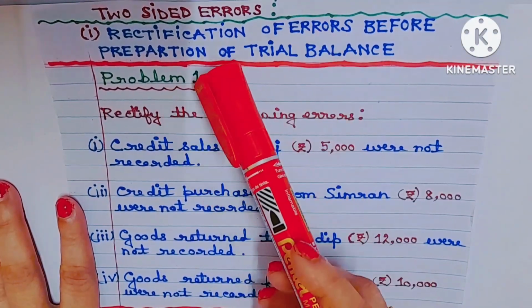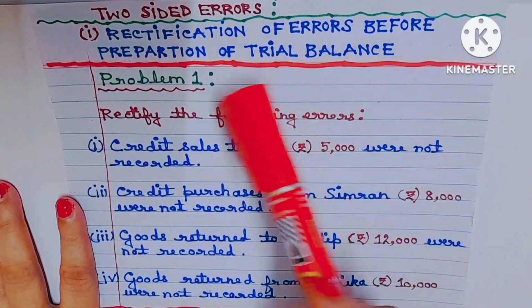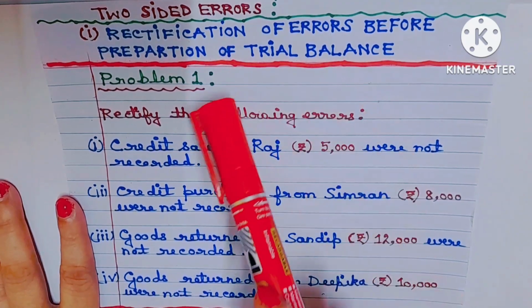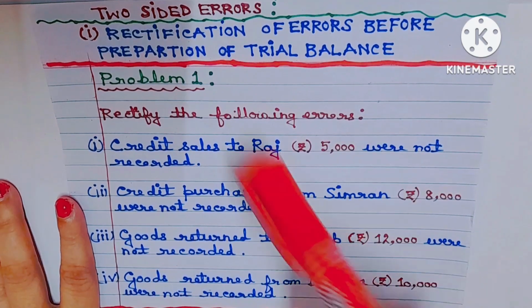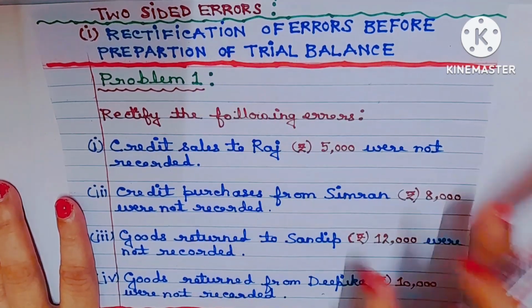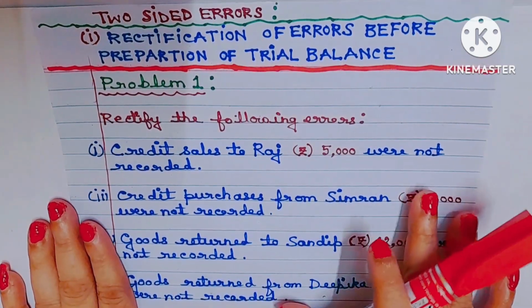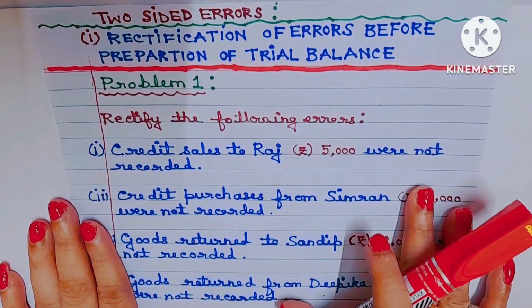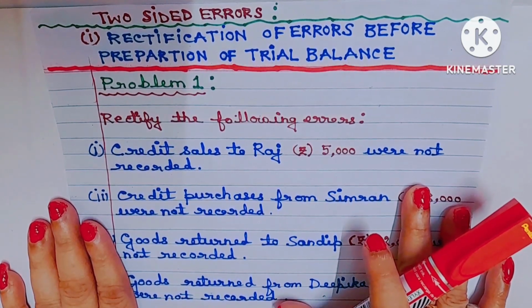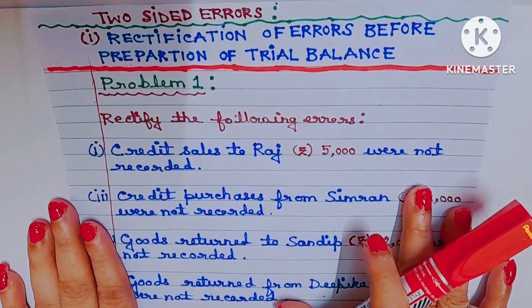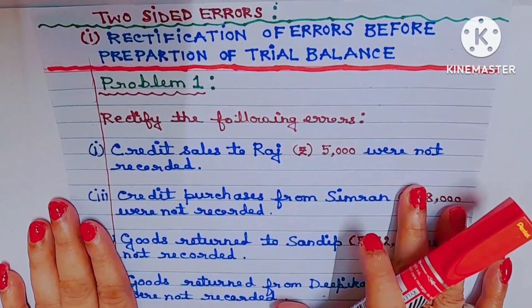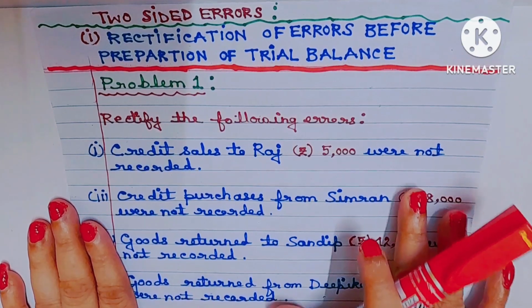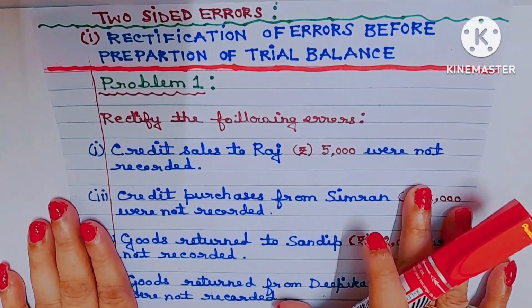Two-sided errors, rectification of errors before preparation of trial balance. Problem 1. Rectify the following errors. Now, what is two-sided errors? Two-sided errors are also known as double-sided errors. Two-sided errors are those errors which do not affect the agreement of the trial balance. Okay? These errors can occur in two or more accounts.